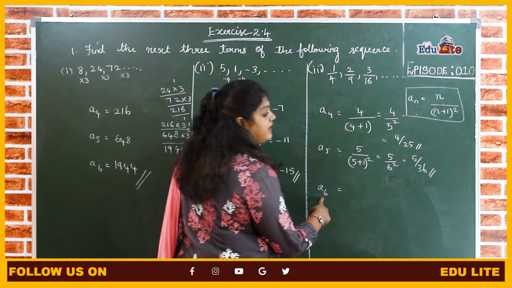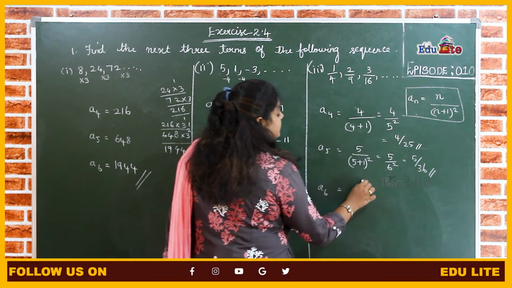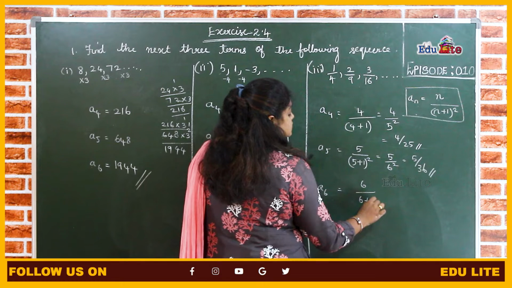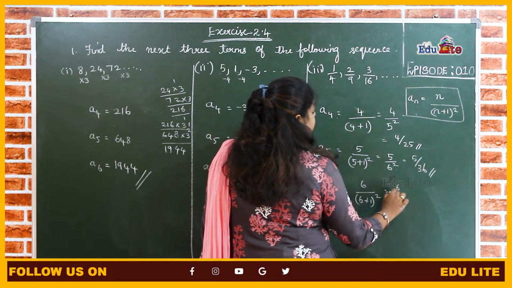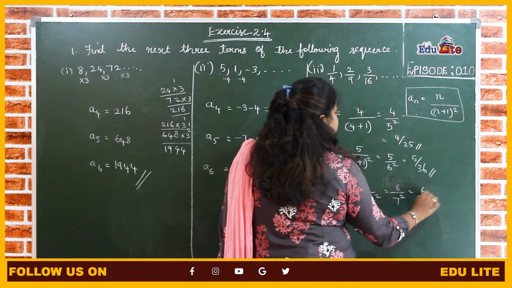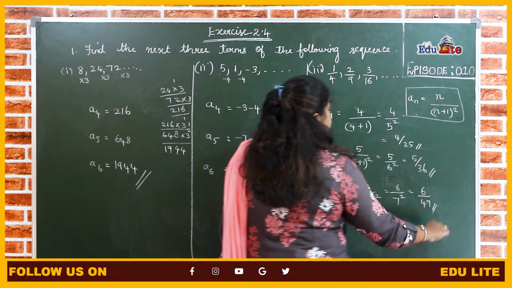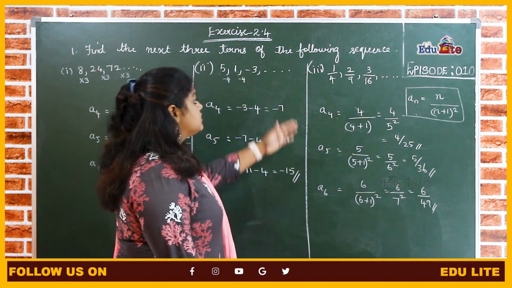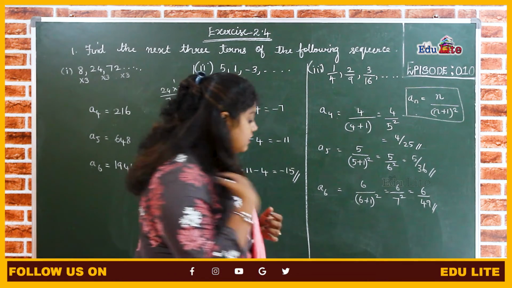Next, we have to apply the value of n as 6. We will get 6 by (6 plus 1) whole square, 6 by 7 squared, which will give me 6 by 49. So, thus we have found out the next three terms of the following sequence.